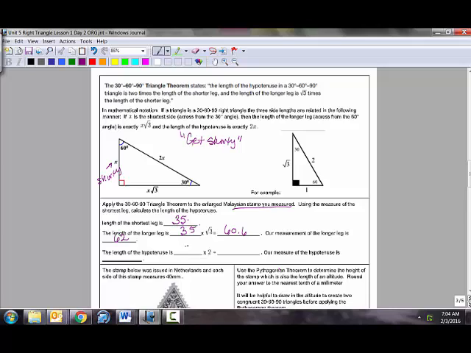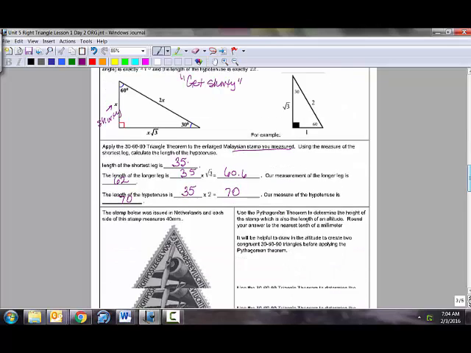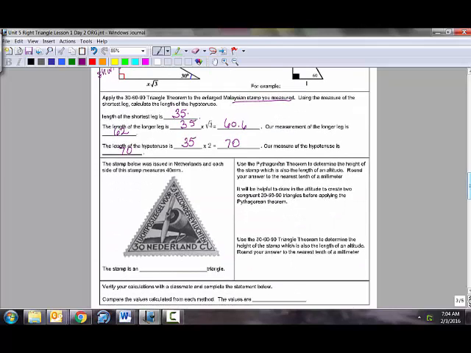Now the length of the hypotenuse is very similar to what we just did. We have x, the shorter leg, squared plus x squared equals 70 squared, which gives us our 50 and what we did measure. I have 2x squared equals 1,250. So again, like yesterday, I would take the square root, and I'm going to divide both sides by 2. Now we're going to get x squared.